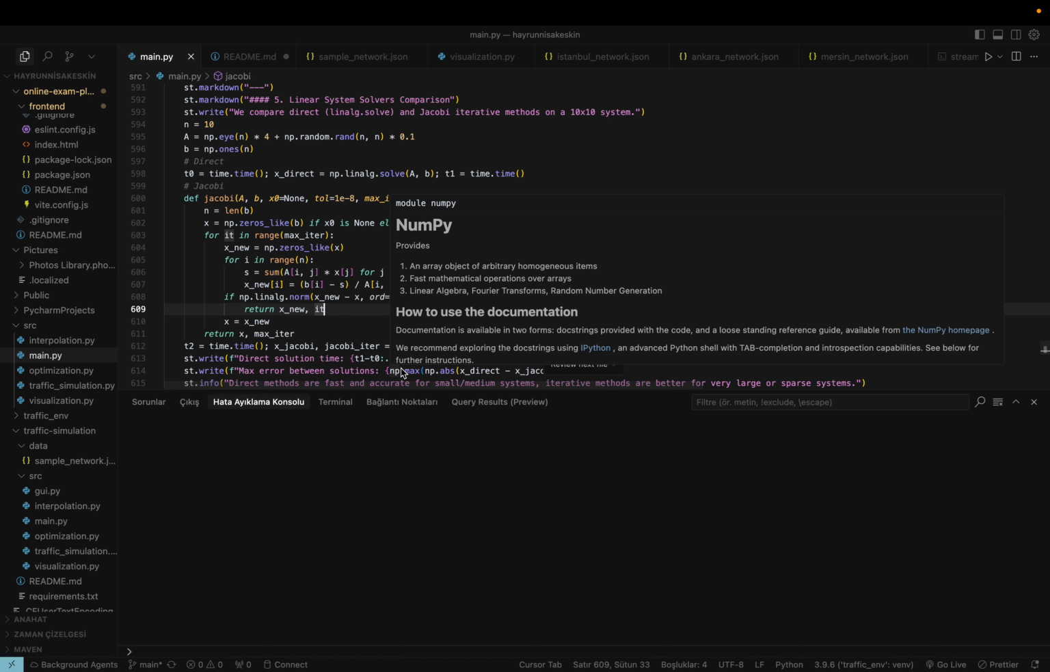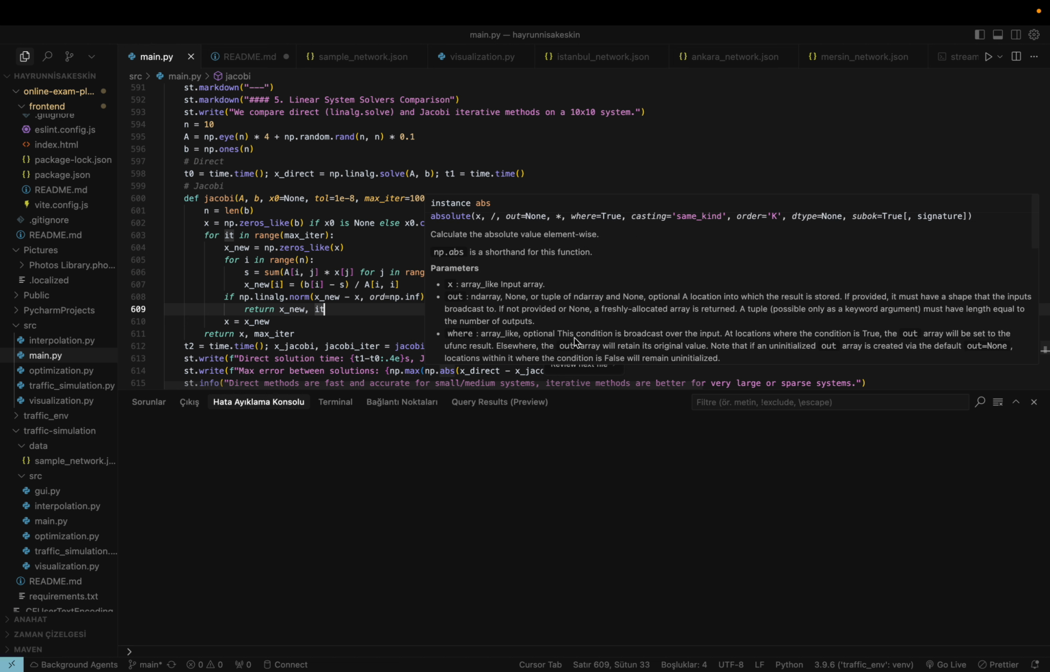NumPy explanations, model NumPy. We were using the NumPy library: an array object of arbitrary homogeneous items, fast mathematical operations over arrays, linear algebra, Fourier transforms, and random number generation. And how to use documentation: documentation is available through forms and docstrings provided with the code.